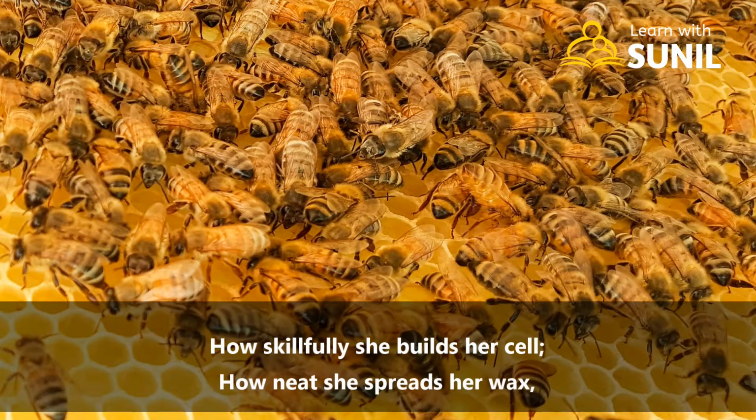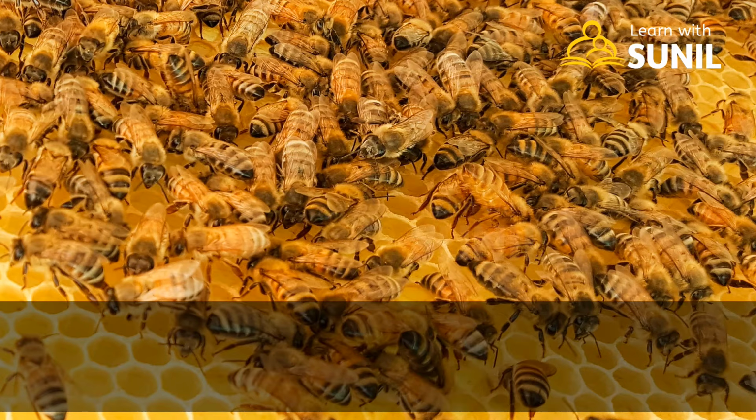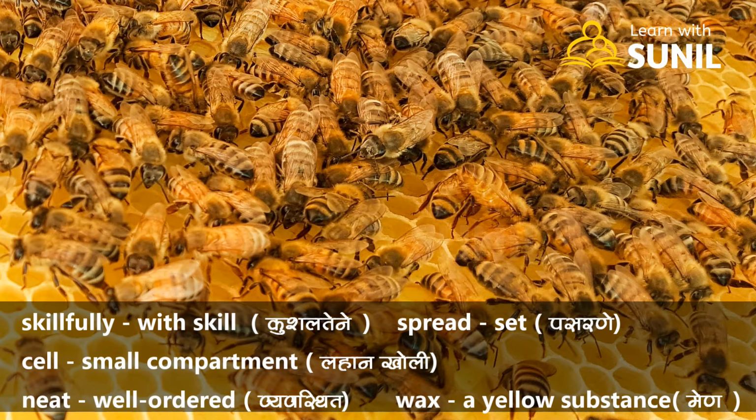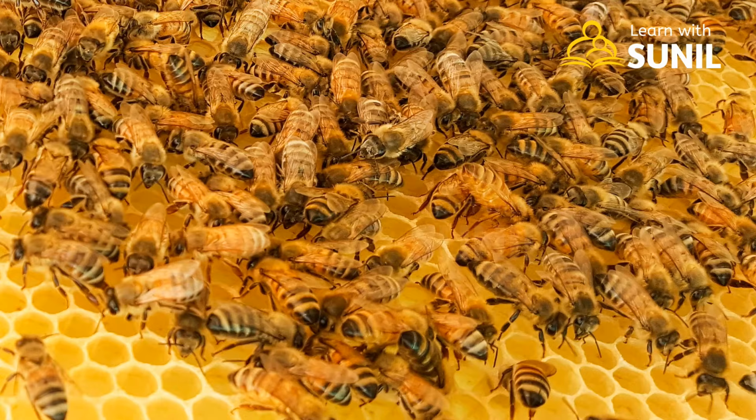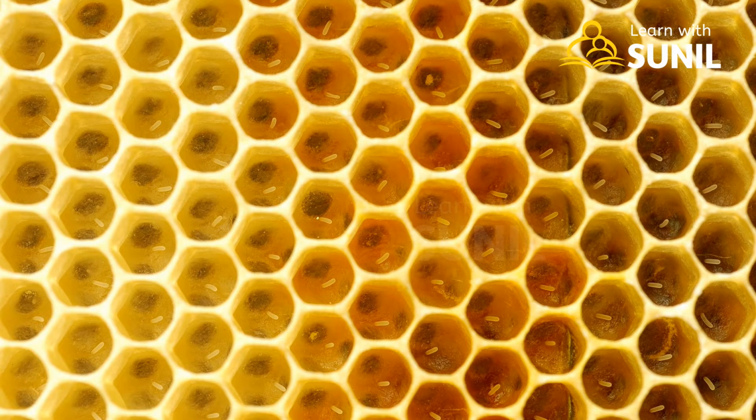How skillfully she builds her cell, how neat she spreads her wax. New words, skillfully means with skill. Cell means small compartment. Neat means well ordered. Spread means set. Wax means a yellow substance. The honeybee builds very skillfully and gently each and every cell.